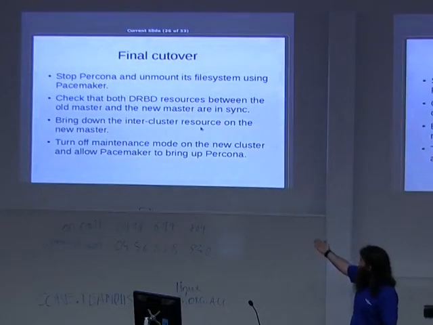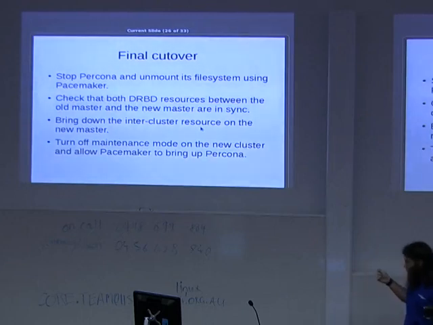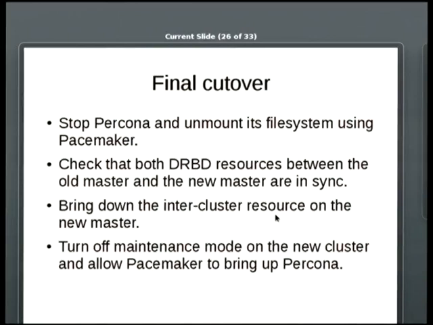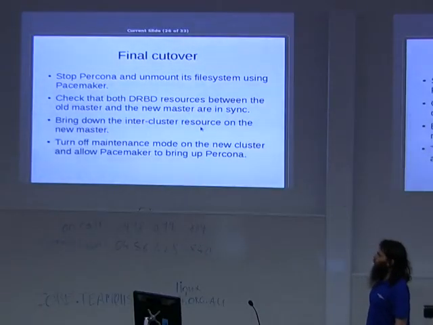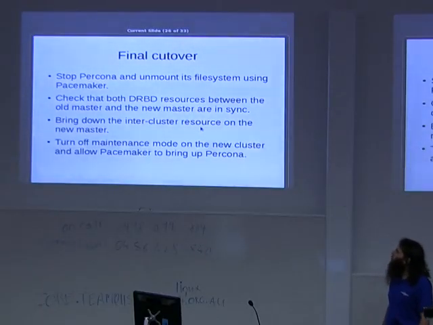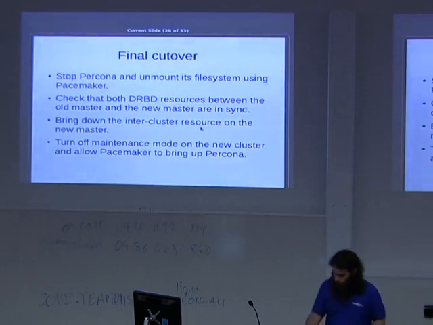Okay, so once you have that intercluster resource taken down on cluster 2, the cluster should now be in the state that Pacemaker wants it to be in. So you can turn off maintenance mode, tell Pacemaker, please start up Percona, and everything should be hunky-dory. If it's not, you can roll back at that point. But as it turned out, everything was hunky-dory and went ahead.